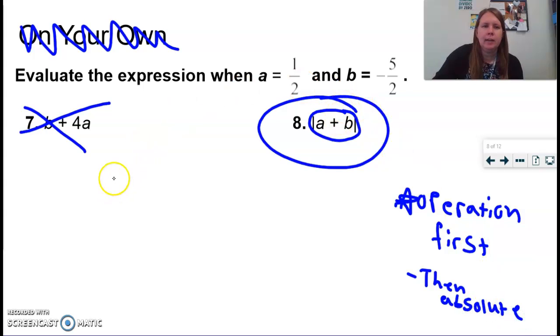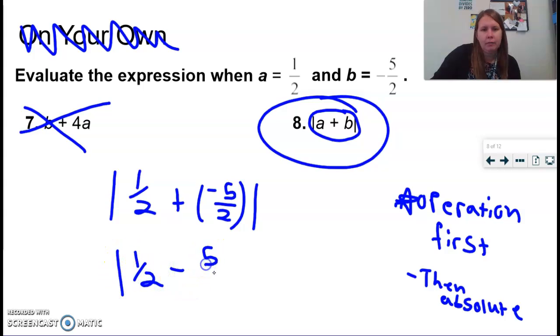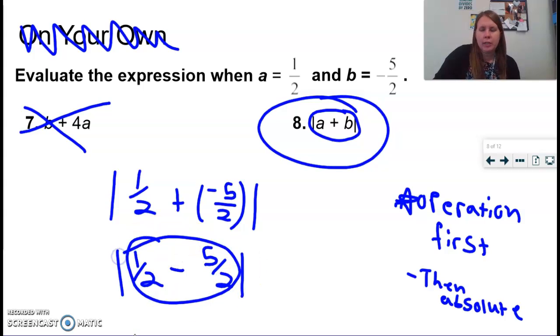So in this case, let's set it up. I have these absolute value bars. I have A plus B. A is 1/2, plus then I have -5/2. So remember, we also just talked about how adding a negative just ends up turning into a subtraction problem. So really, I have 1/2 minus 5/2. We need to solve this operation before changing this into positive. Some people think, okay, 1/2 plus a positive 5/2. Nope, I want to do this operation first, then take the absolute value.